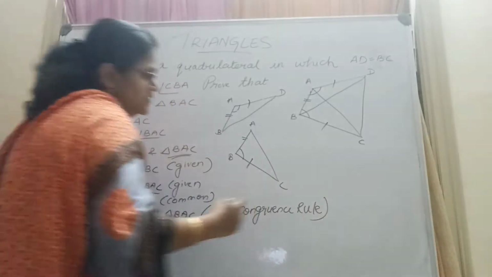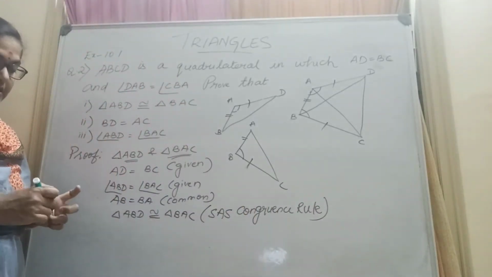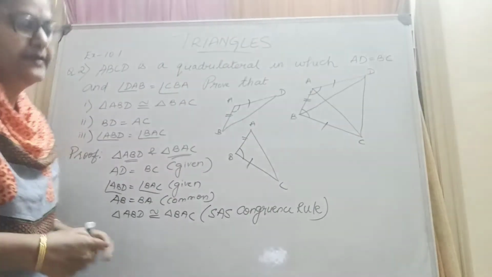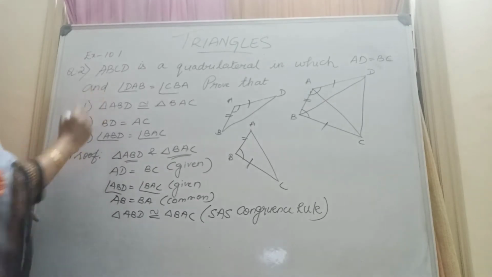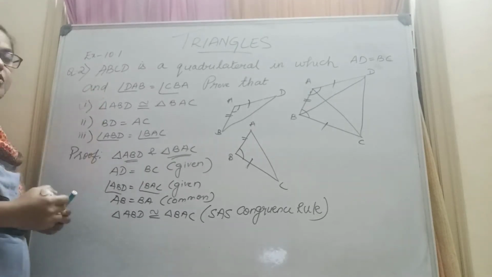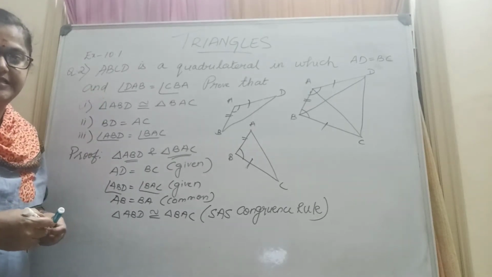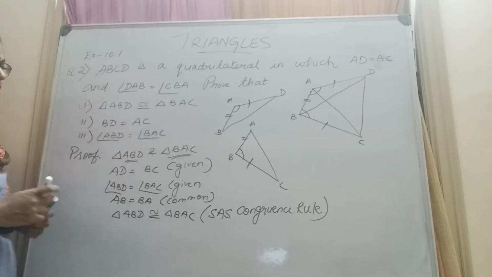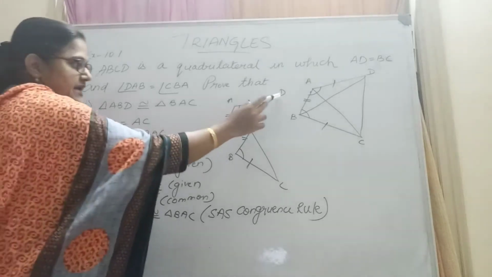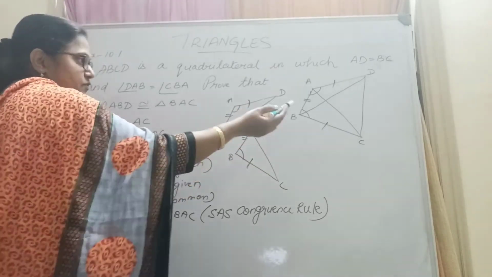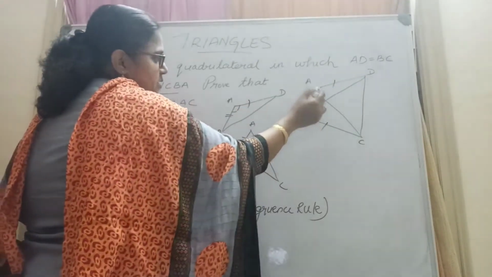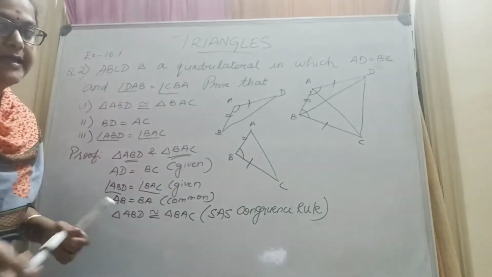SAS congruence rule. Now, I have proved the first part, that is, proving triangle ABD is congruent to triangle BAC. Now I have to say that the side BD is equal to AC. If you see here, it is BD is equal to AC. I have to prove this, and I can prove it.